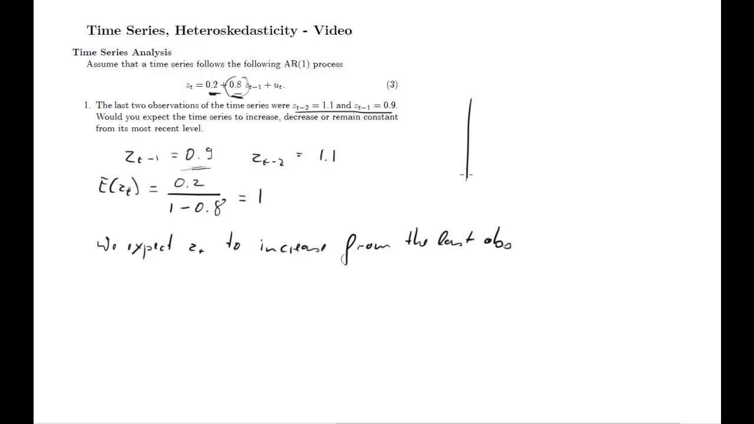Well, graphically, let's do this. We have z_t, we have times t-2, t-1, our values are here 1.1, then we have here 0.9, and our unconditional expectation is this value, exactly 1. So what we expect is that our series for future periods t+1 is going to converge to this unconditional mean. Okay, so that's question 1.